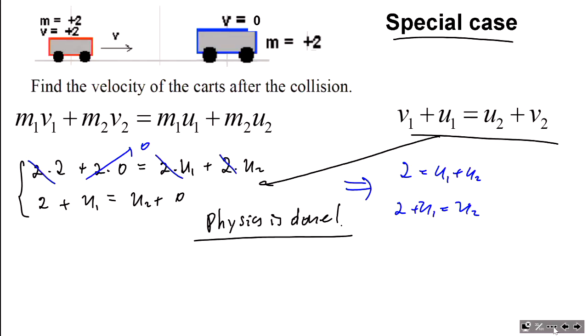So if I replace u2 in the first equation with 2 plus u1, I have 2 equals u1 plus 2 plus u1. That makes the equation look very easy. u1 equals 0. What does u1 represent? We have to be able to say it in words. That's physics. u1 represents the velocity of the first cart after the collision. The velocity of the first cart after the collision has to become 0, which means the first cart should stop after the collision in this experiment.